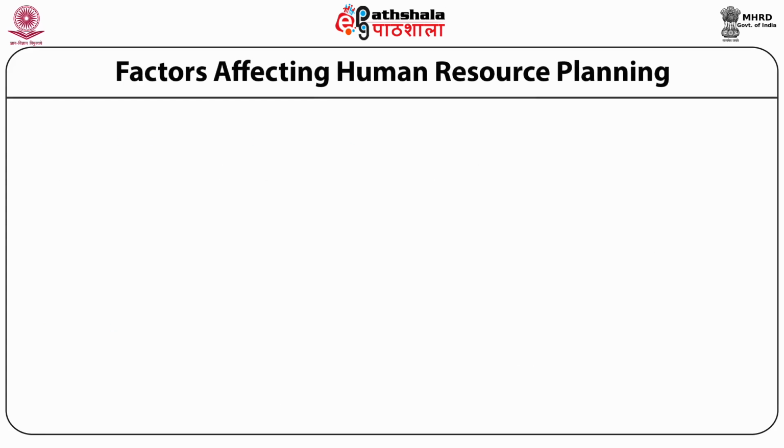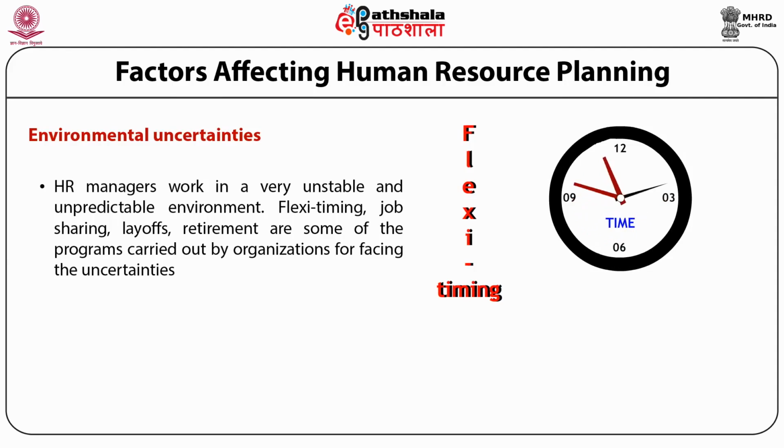The next factor is the environmental uncertainty. Now the HR managers work in a very unstable and unpredictable environment. Flexi timing, job sharing, layoffs, retirement are some of the programs that are carried out by the organizations for facing the uncertainties. In flexi timing, the organizations provide the employees the flexibility that they can sit at home and do their job. They can come to the office at any time or they can work from their home. This comes under flexi timing.